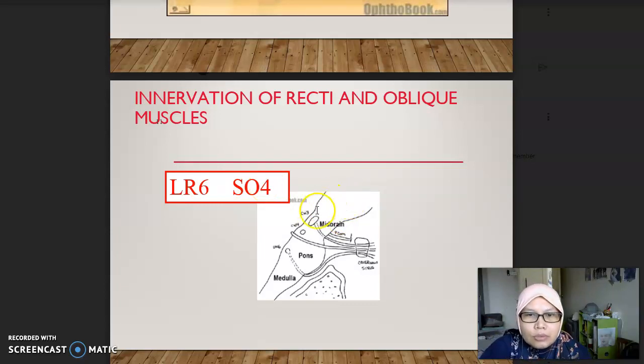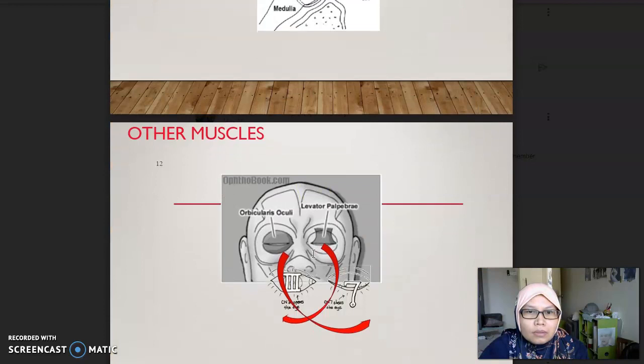Alright, so this is the midbrain, pons, and medulla, where this is the location of the nuclei of cranial nerve 3, the nuclei of cranial nerve 4, and the nuclei of cranial nerve 6. Okay, it's 3, 4, and 6.